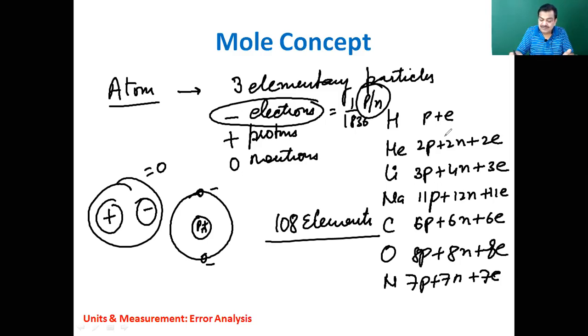If you see, there is only one proton in hydrogen, there is no neutron. There is no neutron found in hydrogen. So hydrogen is the atom which contains only one proton.